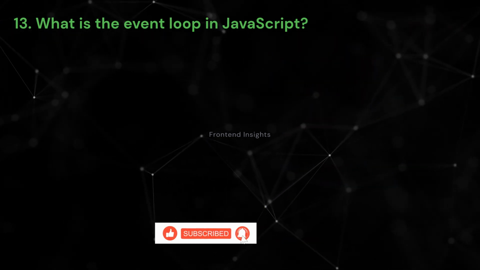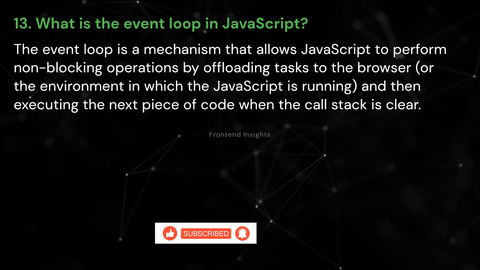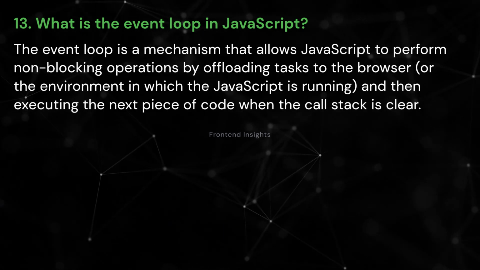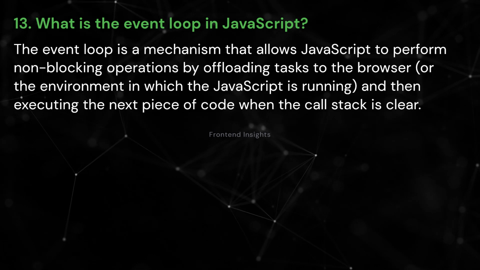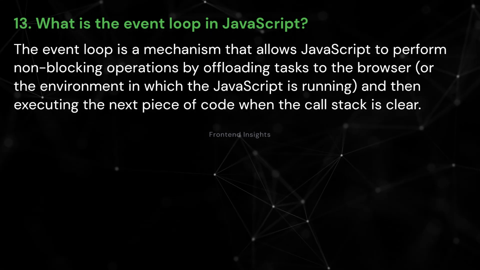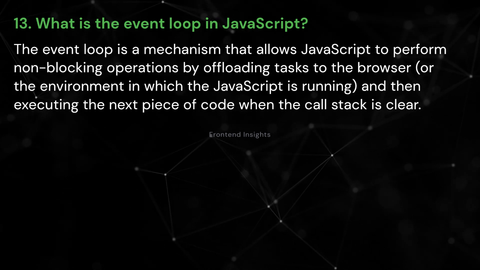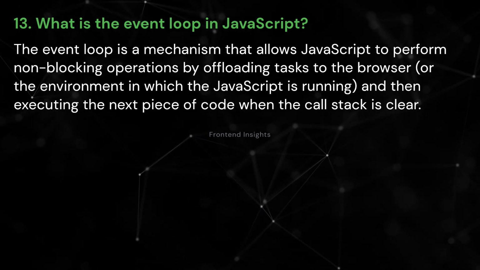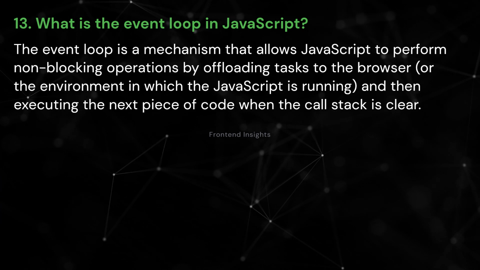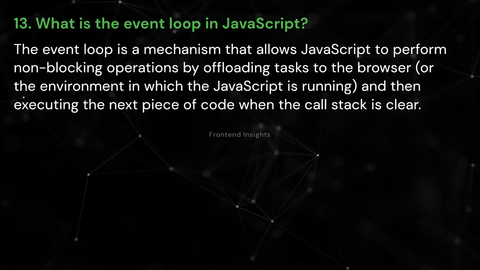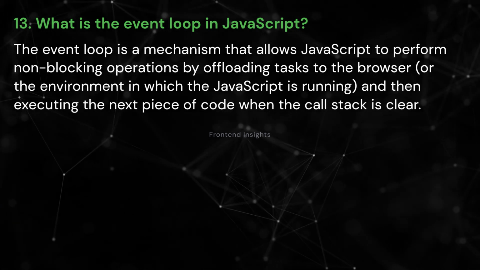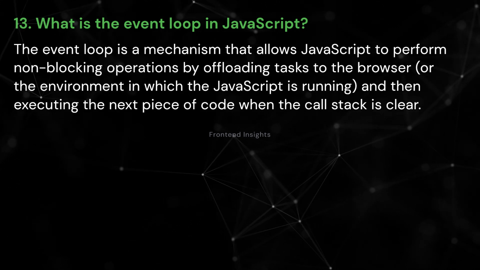What is the event loop in JavaScript? The event loop is a mechanism that allows JavaScript to perform non-blocking operations by offloading tasks to the browser or the environment in which JavaScript is running, and then executing the next piece of code when the call stack is clear.